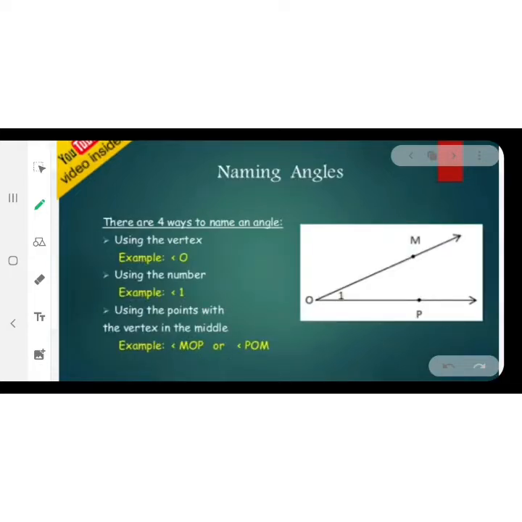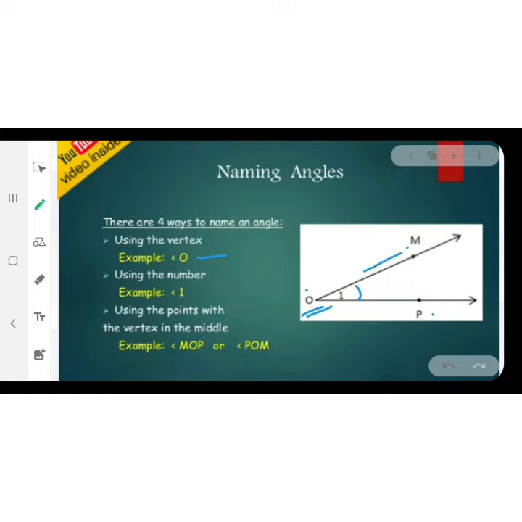Now, naming angles. There are several ways to name an angle. First, by using the vertex, like here, where the only vertex is O, so you can say angle O. Second is using a number: you can give a number to this angle and say angle 1. And the third way is using the points with the vertex in the middle, as MOP.